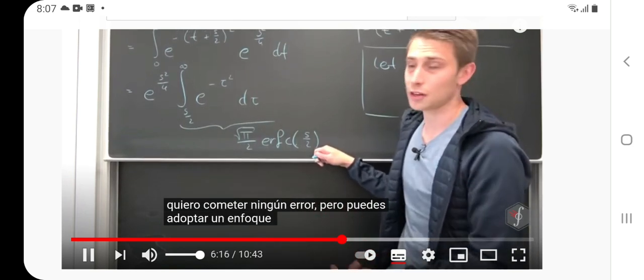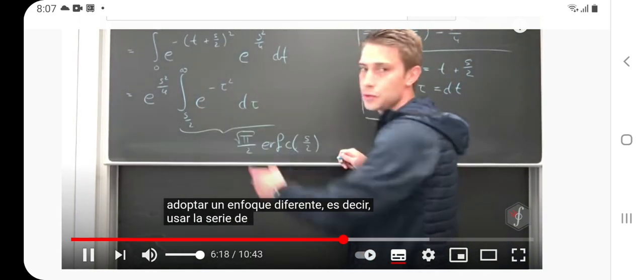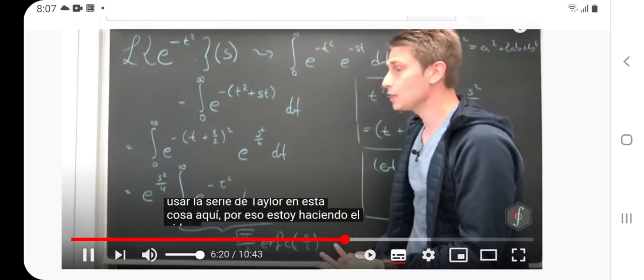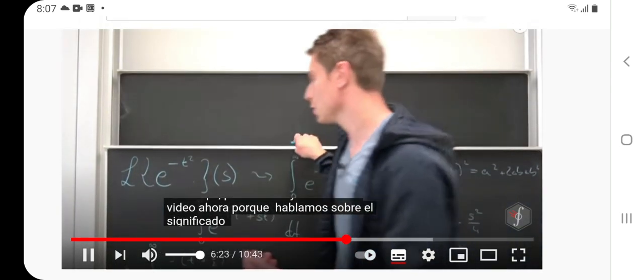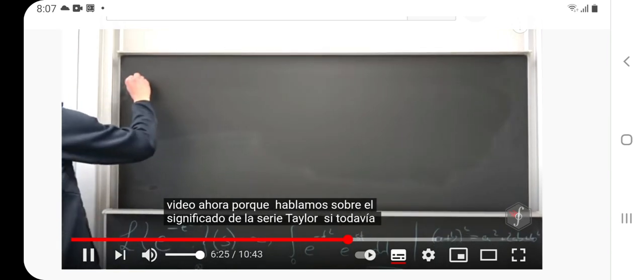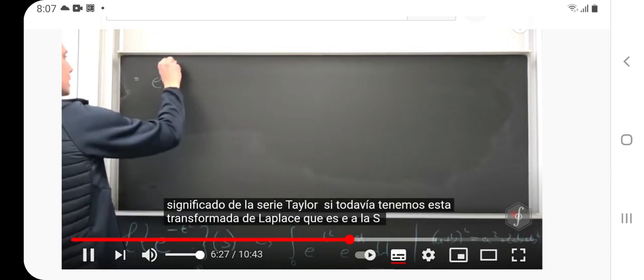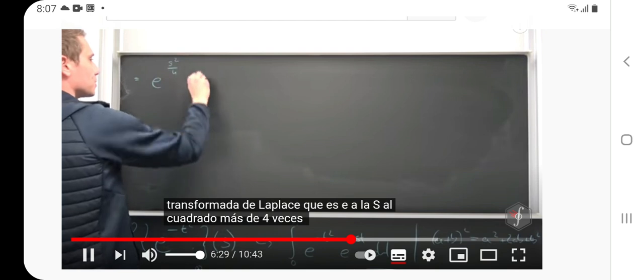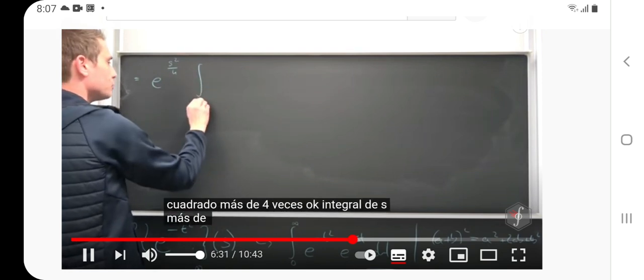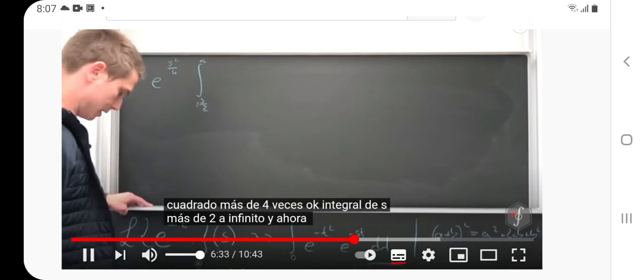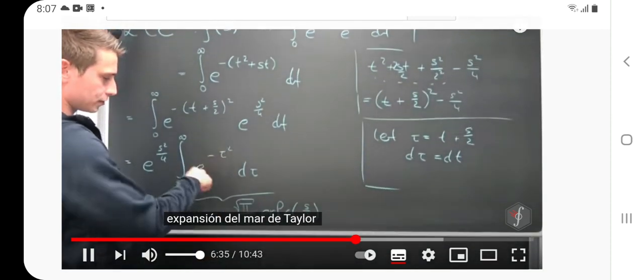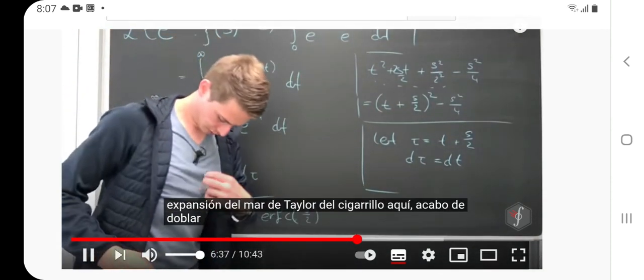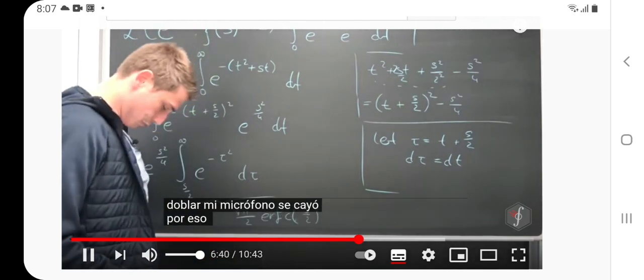But you can take a different approach, namely using the Taylor series on this thing right here. That's why I'm making the video now, because we talked about Taylor series, meaning if we still have this Laplace transform, that's e to the s squared over 4 times, okay, integral from s over 2 to infinity. And now for the Taylor series expansion of this thing right here, I just thought that my microphone dropped off. That's why I was looking down.